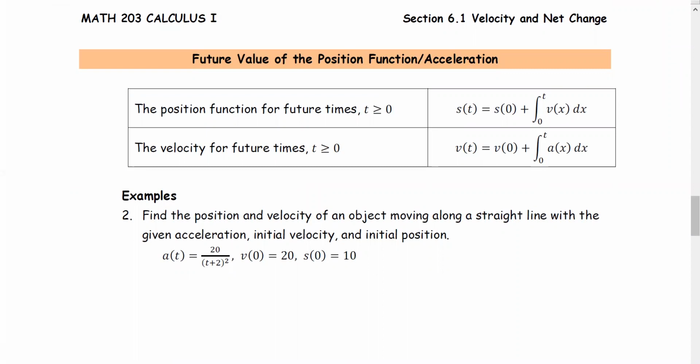Consider the future value of the position function and acceleration. The position function for future times for t greater than or equal to 0 is s of t equals s of 0 plus the integral from 0 to t of v of x dx, where s of 0 is the initial position.